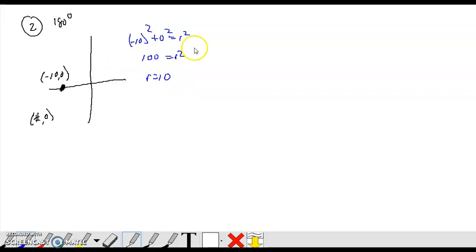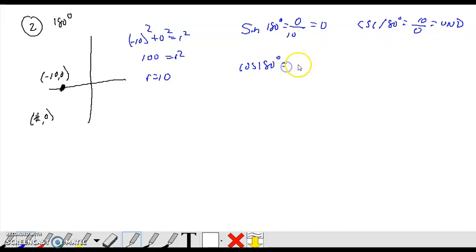All right, let's go ahead and try to find our values. So we're going to say sine of 180 degrees is equal to y, 0, over 10, which gives you 0. Not bad, right? Cosecant of 180 degrees will be 10 over 0, which again is undefined, does not exist. Cosine of 180 degrees would be x over r, which gives you negative 1. And then secant of 180 degrees is also 10 over negative 10, which also gives you negative 1.